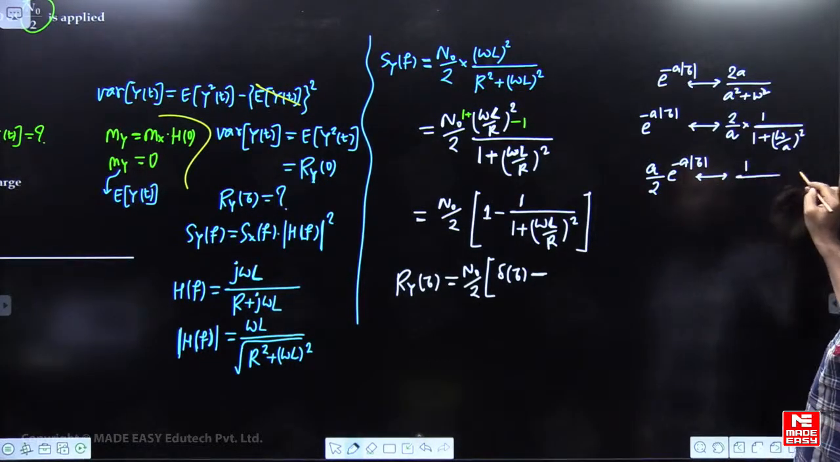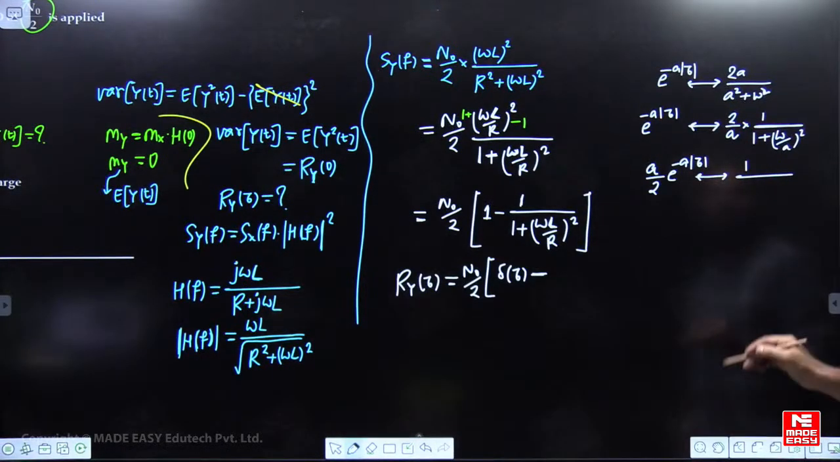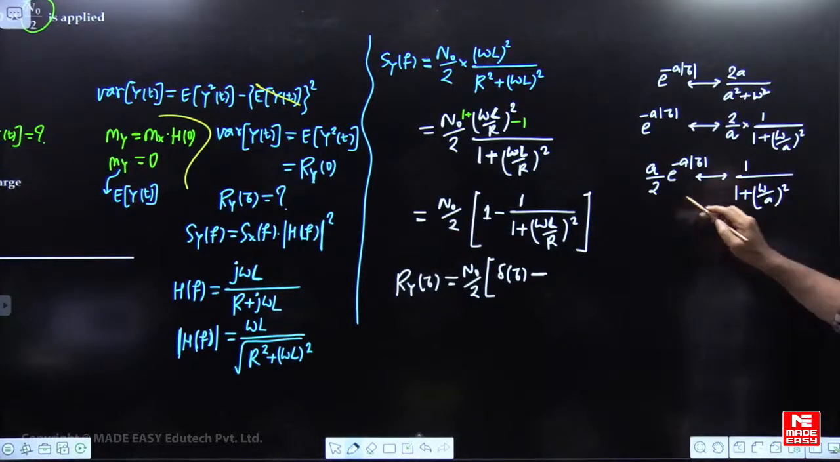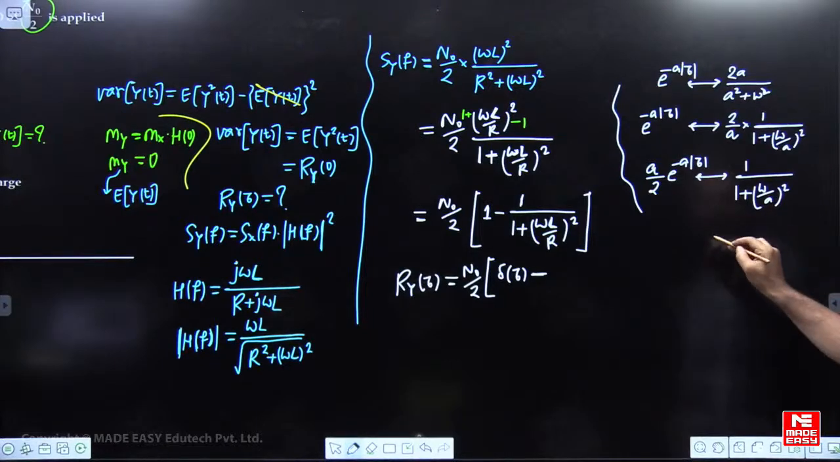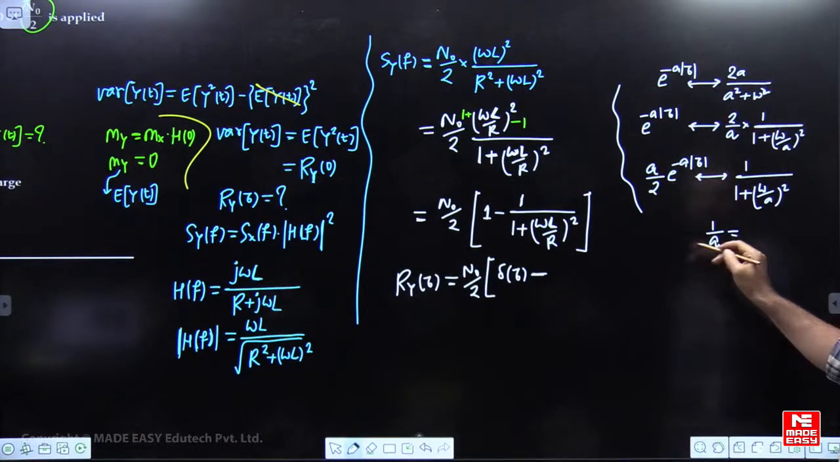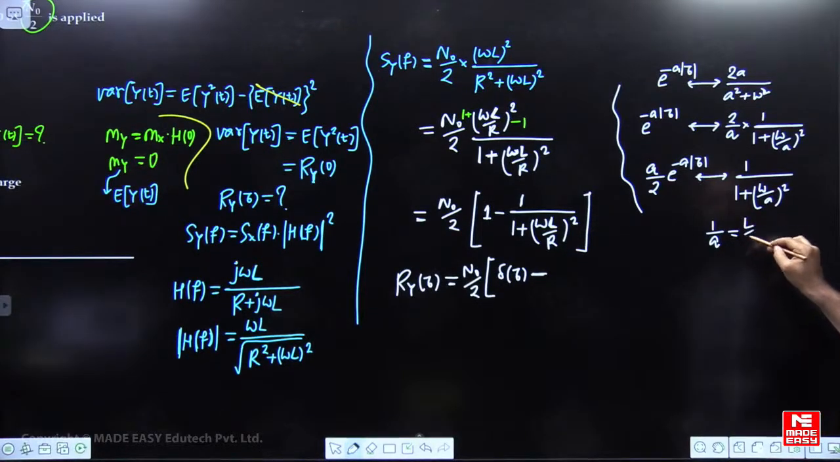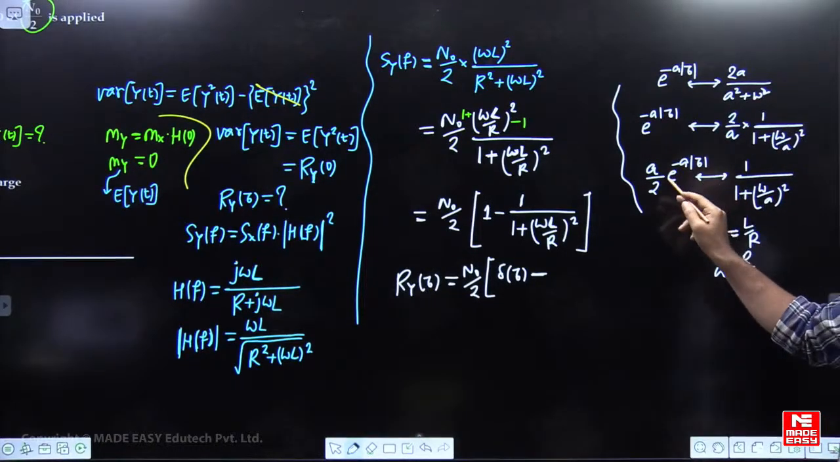What is the Fourier transformation of this? If you make it to the left side, this is a by 2 times 1 plus (omega upon a) square. So in place of a, what is there? By comparison, 1 by a is equal to L by R, and a will be equal to R upon L. So in place of a, we have to write R upon L.